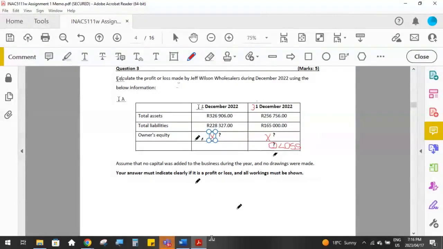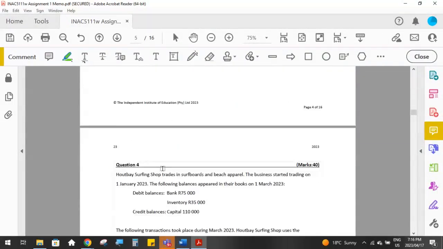A lot of you also forgot to state, and in bold, guys, gosh, I'm always saying read everything, follow the instructions. Your answer must indicate if it's a profit or a loss. And all workings must be shown. They put it in bold. It's important. You'll lose marks if you don't do that.